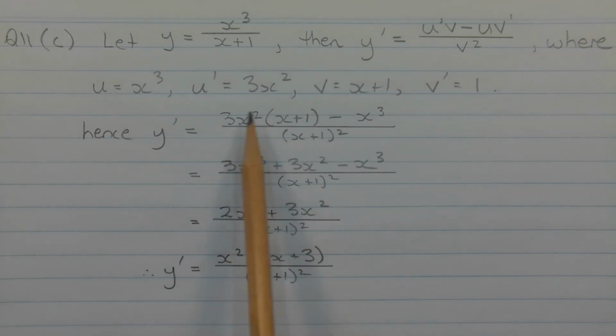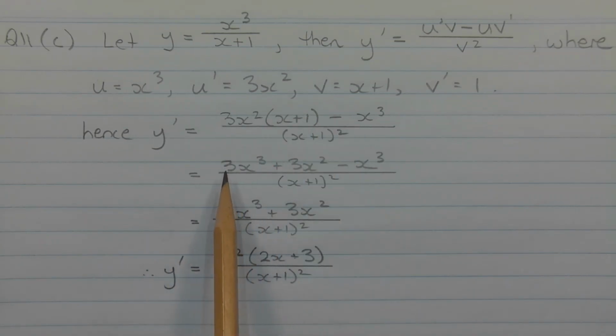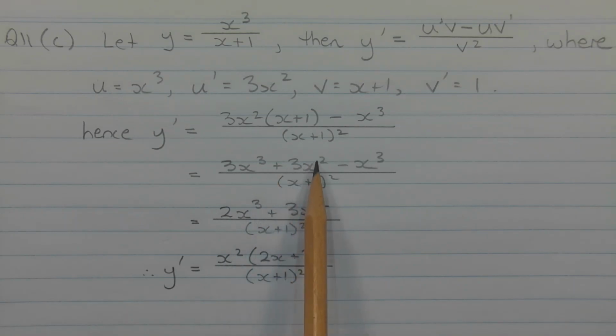Expanding the brackets in the numerator, we get y dash is equal to 3x cubed plus 3x squared minus x cubed. Combining the like terms, so that's 3x cubed minus x cubed, we get 2x cubed plus 3x squared all over x plus 1 in brackets squared. And we can factorize out x squared from the numerator. So we get the first derivative, y dash, is equal to x squared outside of 2x plus 3 in brackets all over x plus 1 in brackets squared.